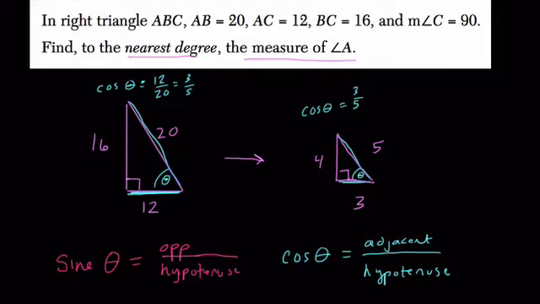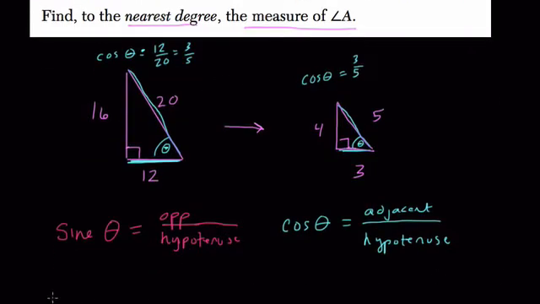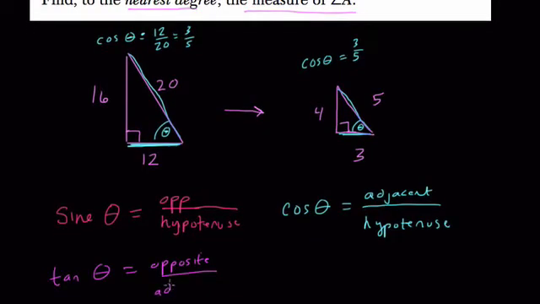And lastly, we have tangent. Tangent is just another common ratio. Sine, cosine, tangent. Now, tangent is equal to the ratio of the opposite side over the adjacent. So these three constant ratios pop up in similar right triangles. It's got to be a right triangle.